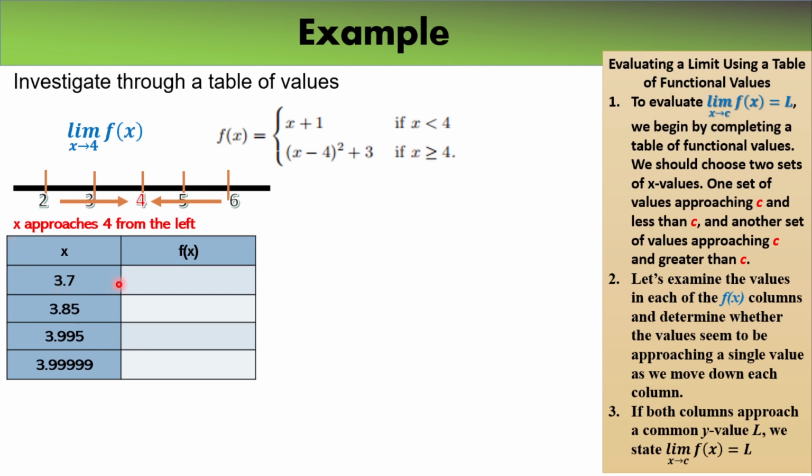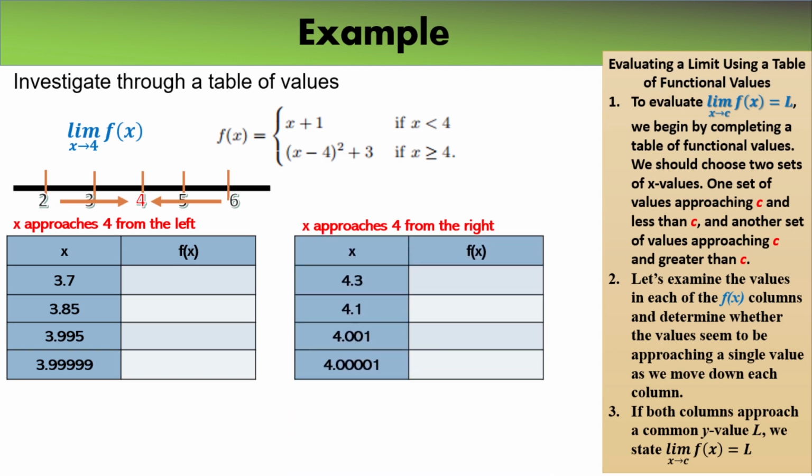So we have 3.7, 3.85, 3.995, 3.99999. And then, so x approaches 4 from the right, ito naman yung mga provided values ng x natin. So we have 4.3, 4.1, 4.001, 4.00001. So complete the table.